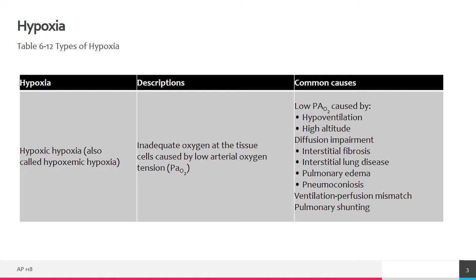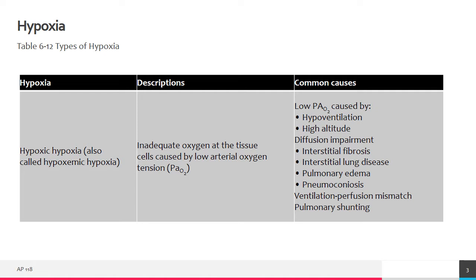Hypoventilation can be caused by many chronic conditions, such as chronic obstructive pulmonary disease, central nervous system depressants, opioid overdose, head trauma, and neuromuscular disorders. Head injuries, myasthenia gravis, or Guillain-Barré syndrome.